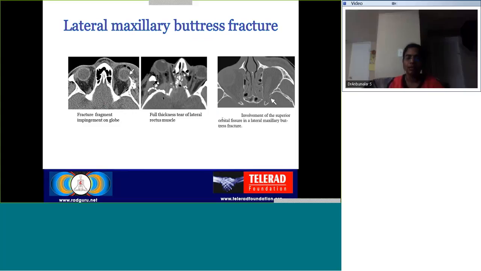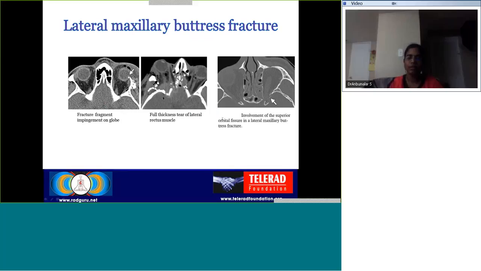Next, we'll see some of the vertical buttress fractures. The lateral maxillary buttress fracture is seen along the lateral margin of the orbit. If there is a fracture in this buttress, here is an example for that.